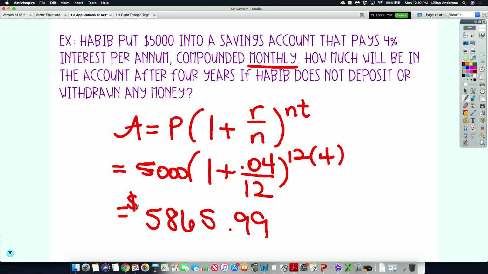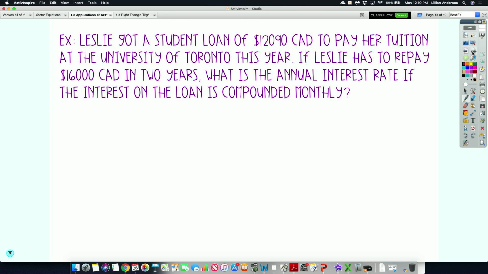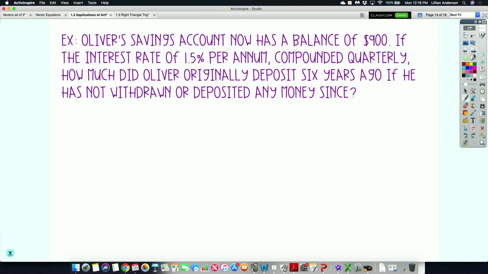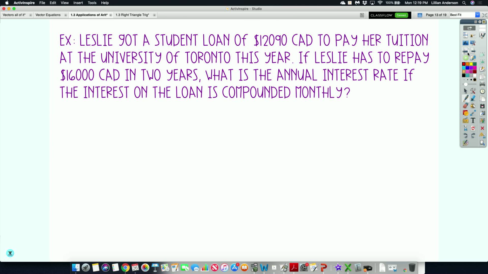So the more money you invest, the more that you will have. Hold on, wait, don't write this one down. I'm looking at the problems we have left. Okay. Yeah, we can do both.